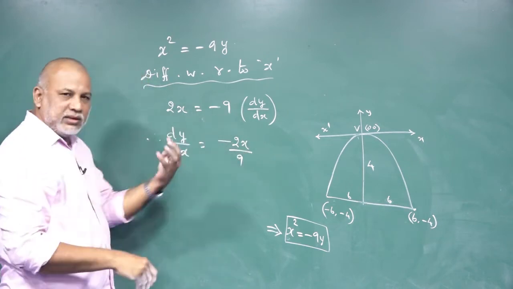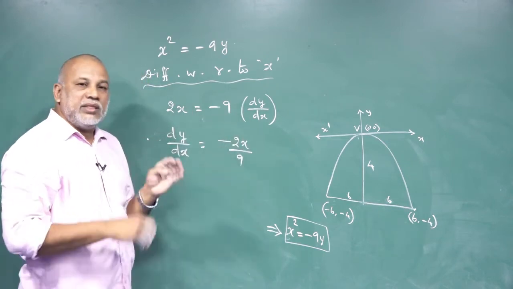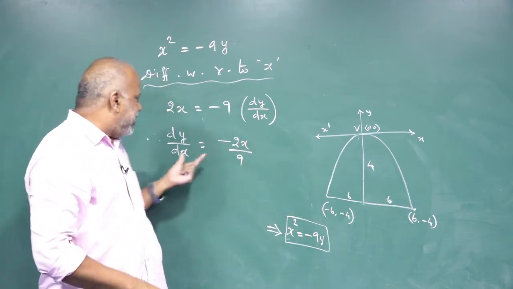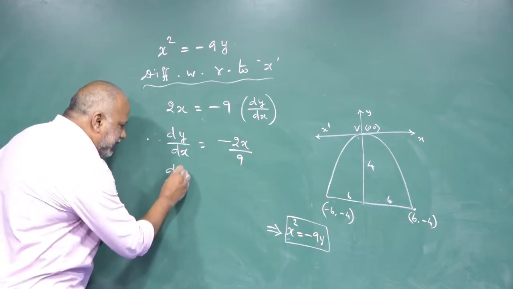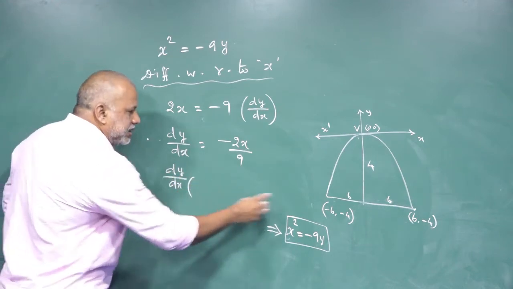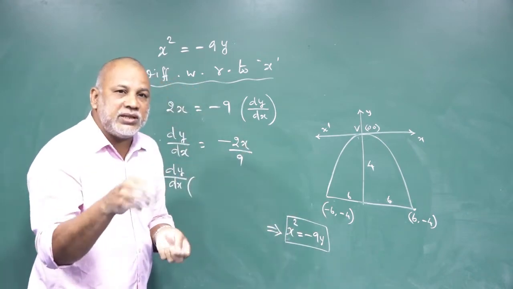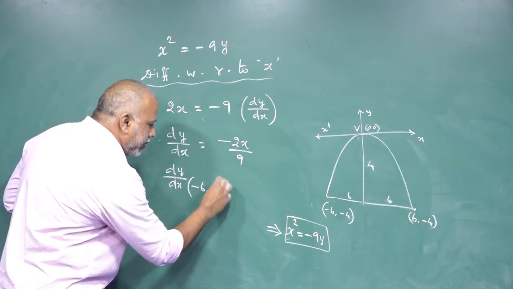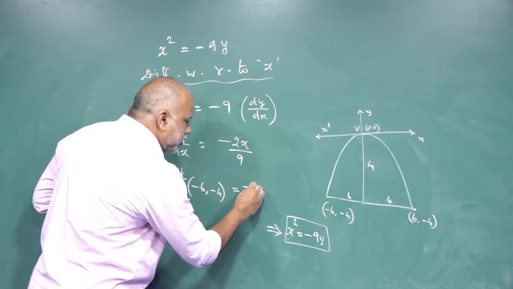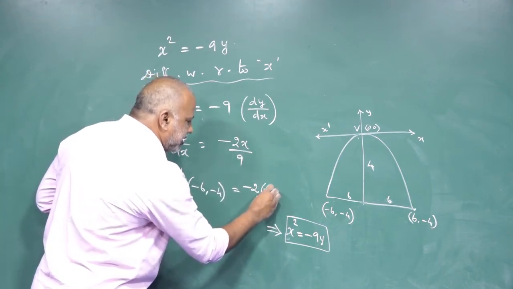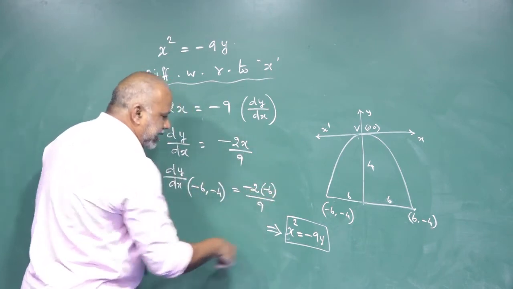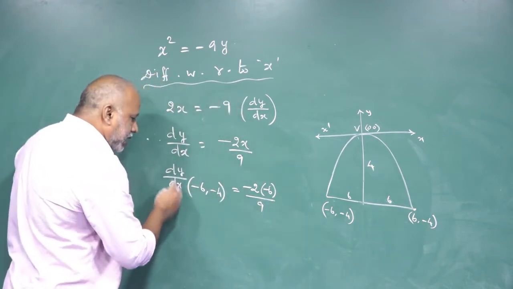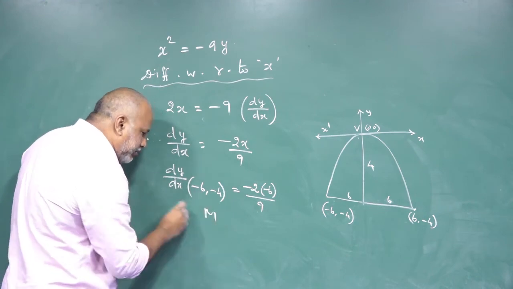That means this 9 will get down. We need dy by dx. Then what is the slope? dy by dx at (x1, y1). So dy by dx we already found. Now dy by dx, see the question, angle of projection. That means at the starting point we need it. Therefore substitute the point minus 6 comma minus 4. Now here minus 2, x is replaced by minus 6, then you already have 9. Then we simplify. dy by dx at the point is called the slope.